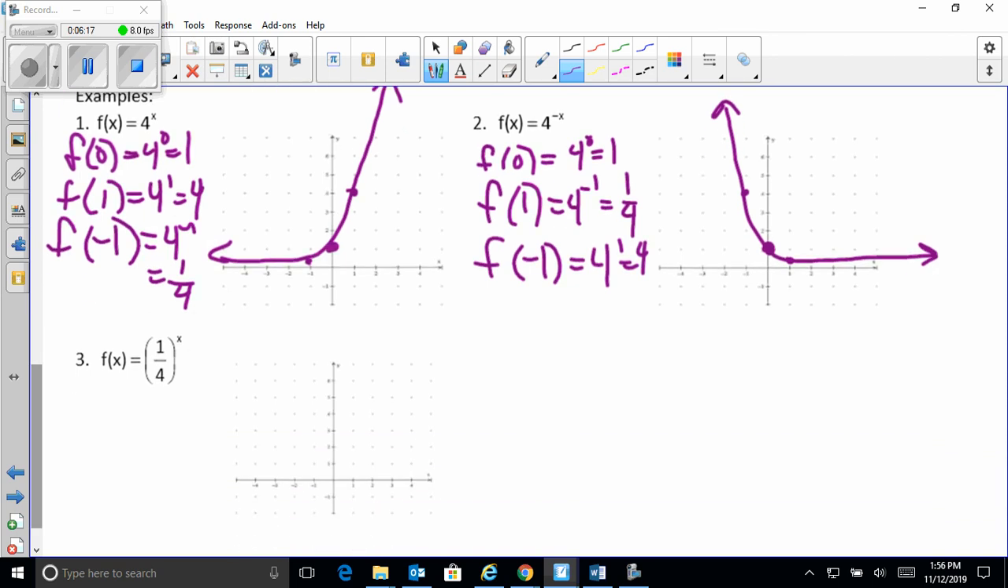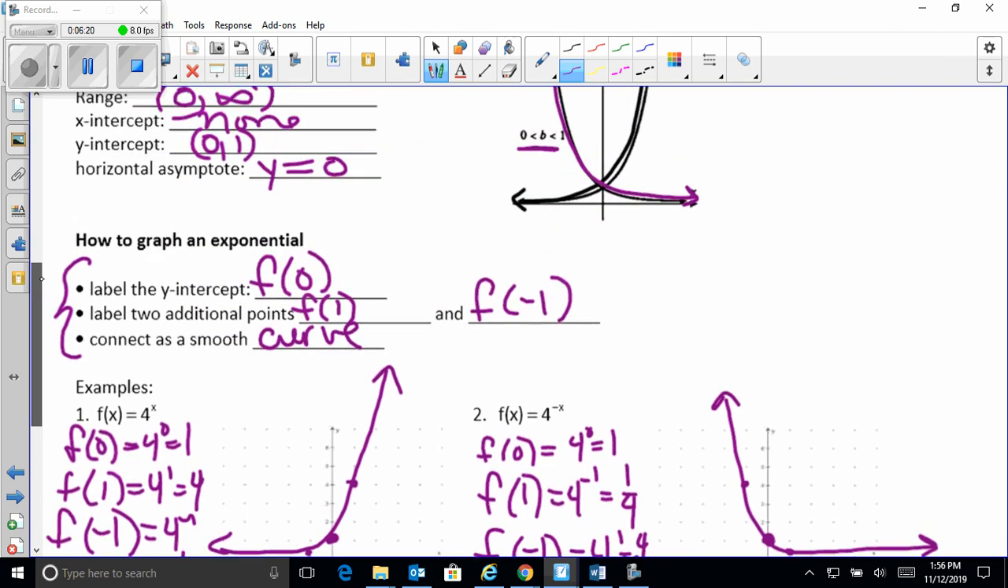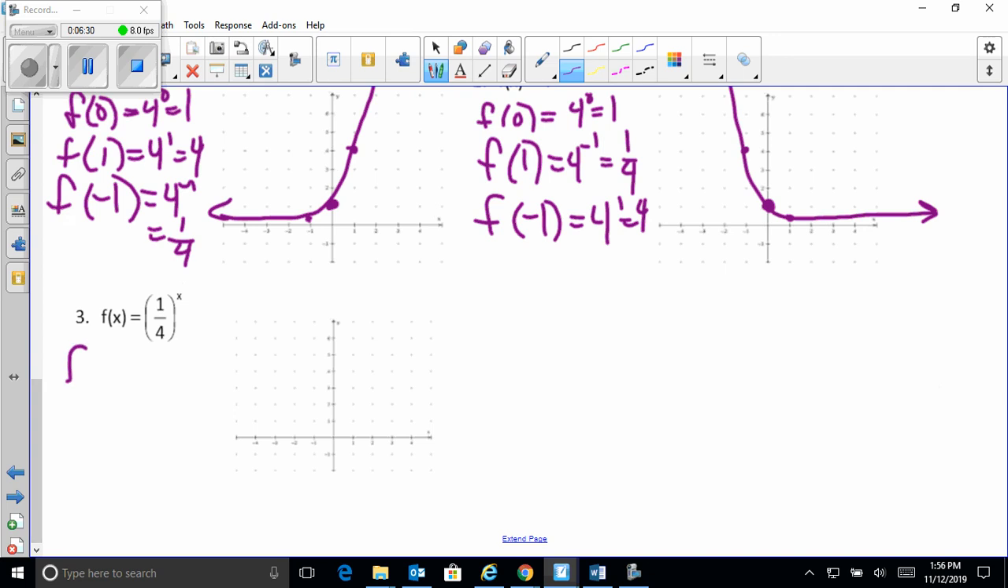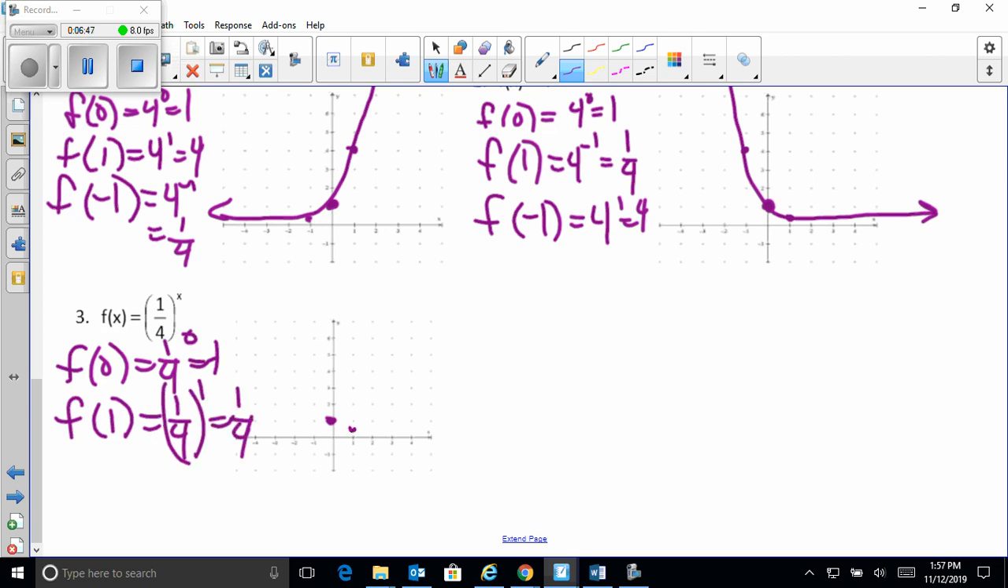Now let's look at our bases of fraction. According to what we wrote up here, for bases of fraction, we are going to be decreasing. So let's see if that's true. f of 0 is equal to 1/4 to the 0 power, which is 1. Next spot. f of 1 is going to equal 1/4 to the first power, which is 1/4. And f of negative 1 is 1/4 to the negative 1, which is 4.